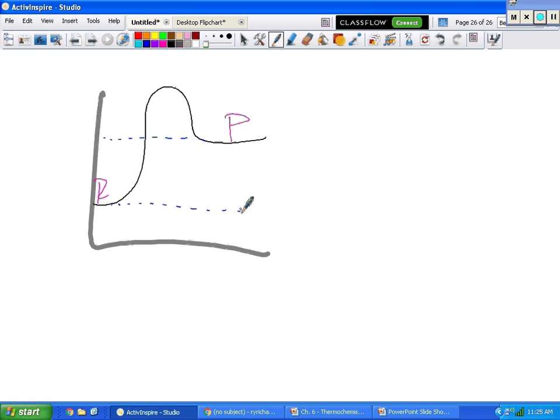What is that red line? Very good. What is the orange line? It's delta H. So what do you notice about the delta H versus the activation energy comparison?